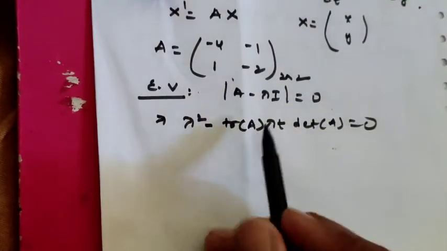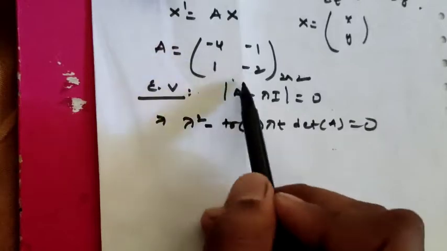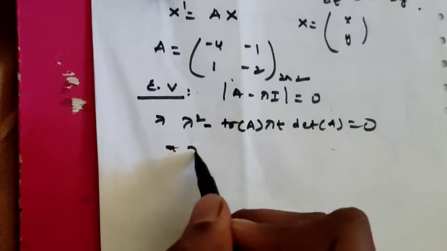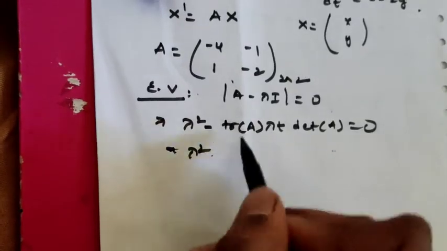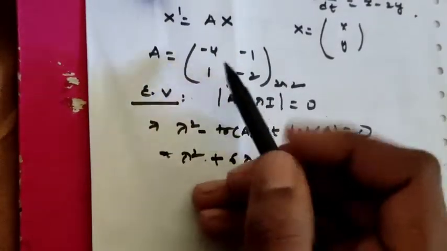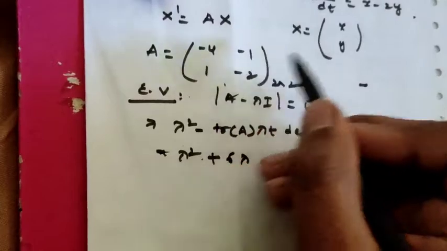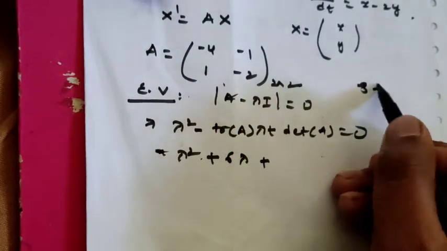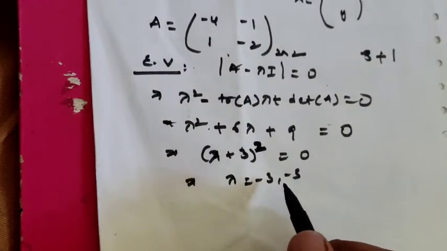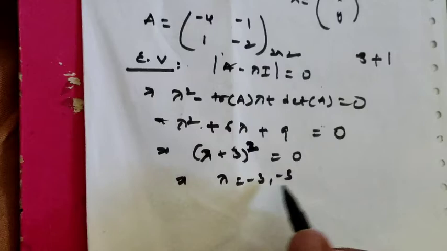Trace of A is what? The sum of diagonal entries. What is the sum of diagonal entries? Minus 4, minus 2, minus 6. That is lambda square, minus into minus is plus, 6 lambda plus determinant. What is the determinant of this matrix? 8 plus 1, we get 9. This is equal to 0. Then we get the eigenvalues lambda is equal to minus 3, minus 3. This is the required eigenvalues.